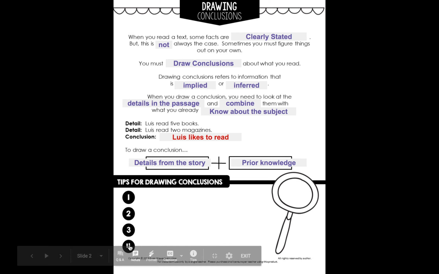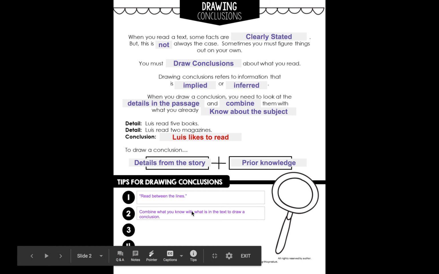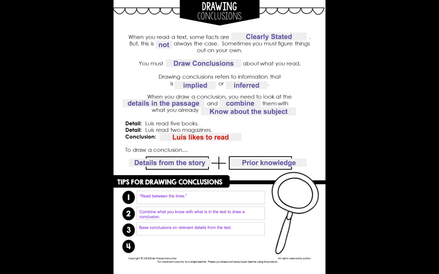Let's look at 4 tips for drawing conclusions. 1, you have to read between the lines. Well, there is nothing between the lines, really, right? Reading between the lines means that you read that information and you think about what did the author leave out that I can pretty much figure out by reading their details. You combine what you know with what the text says to draw a conclusion. You base conclusions on relevant details from the text, right?